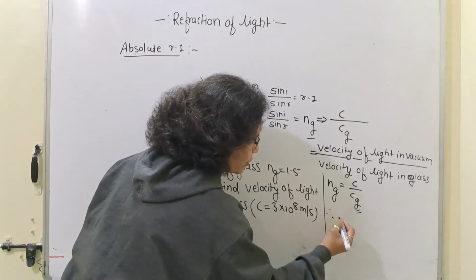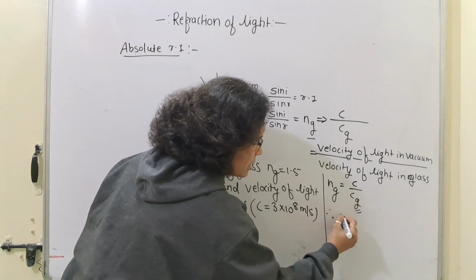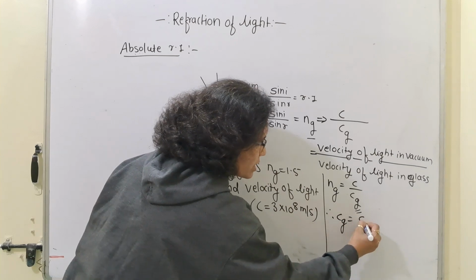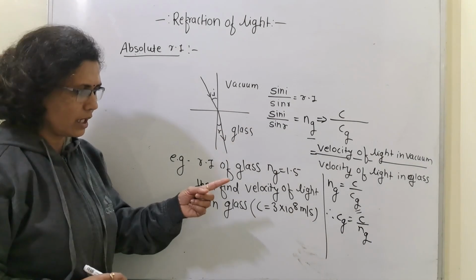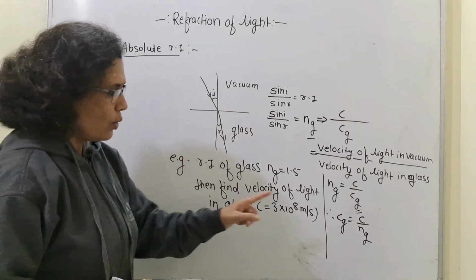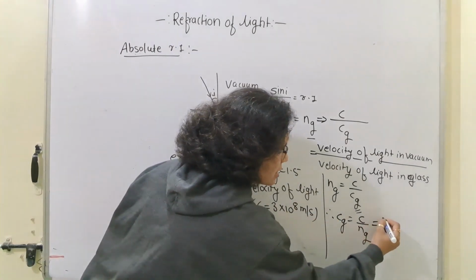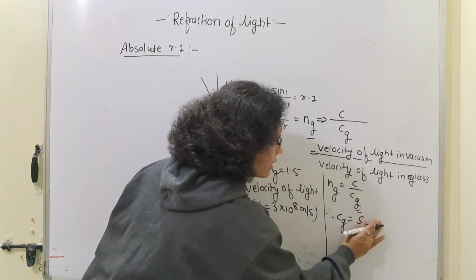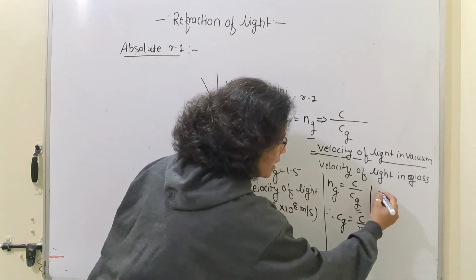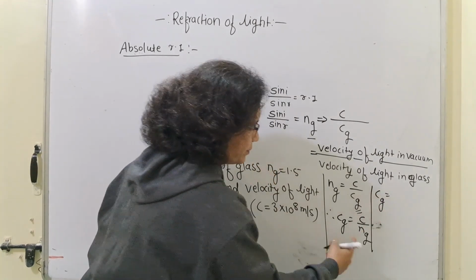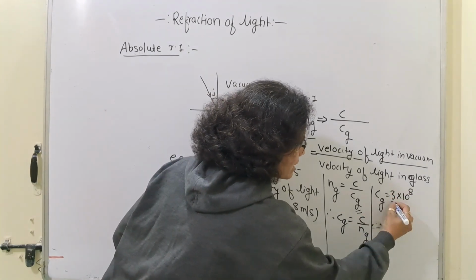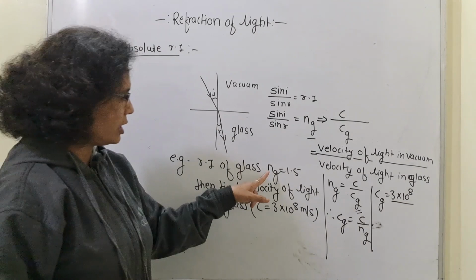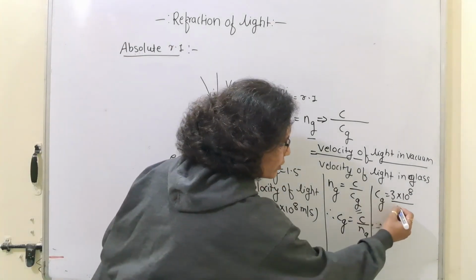So therefore Cg is equal to C upon Ng. What is C here? C is 3 into 10 raised to 8 meter per second, divided by Ng. Ng is nothing but 1.5.